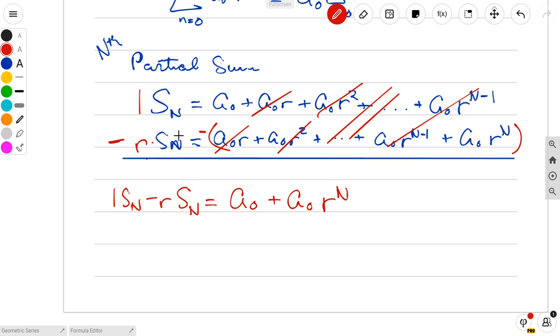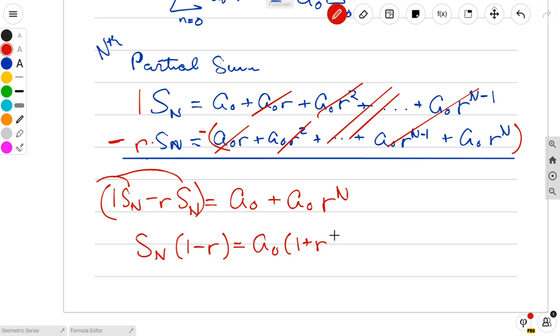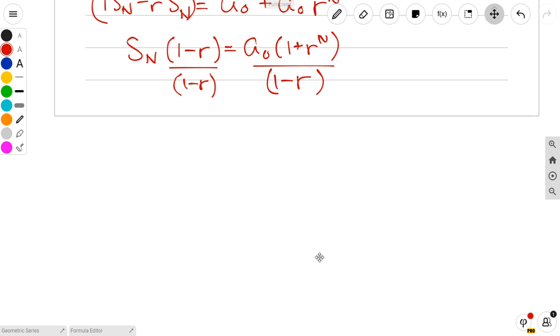We're trying to figure out what s sub n is, so I'm going to factor the s sub n out of here, yank it out front. And I'm going to factor the a sub 0's out on this side too, just for funsies. 1 plus r to the n. And now I'm going to divide over 1 minus r, and that is going to give us our partial sum formula, which is kind of nice.